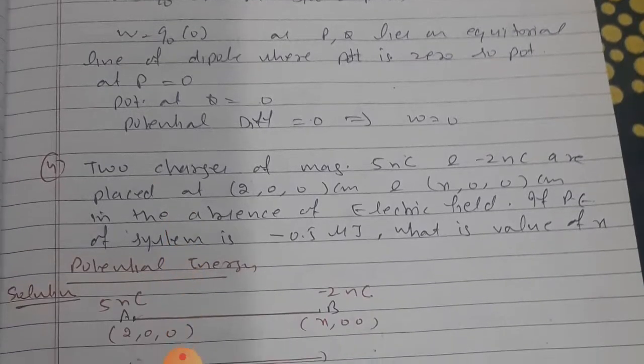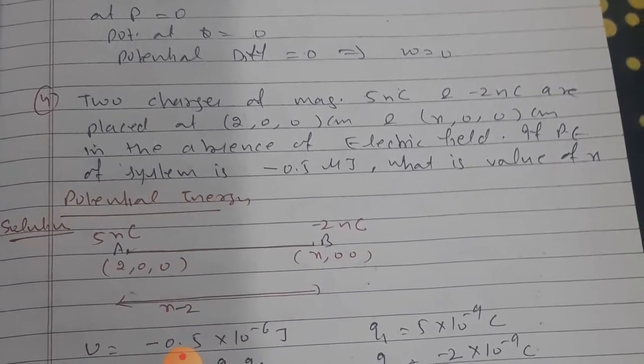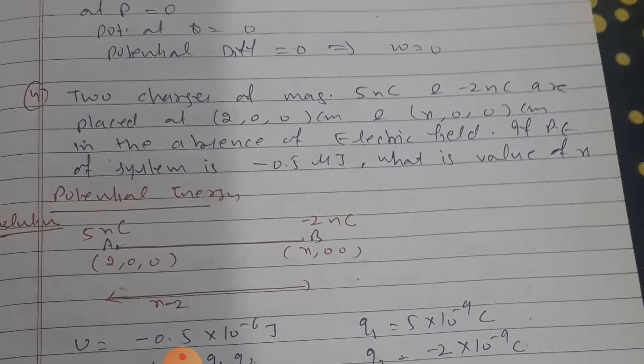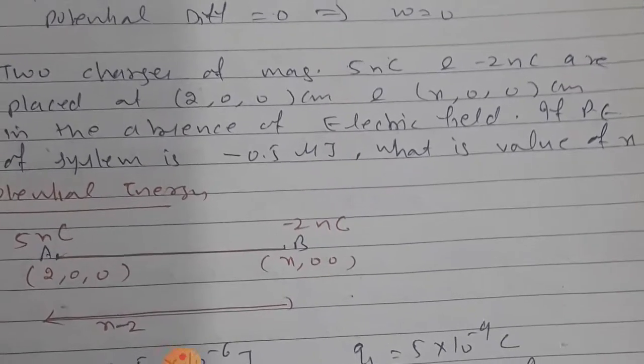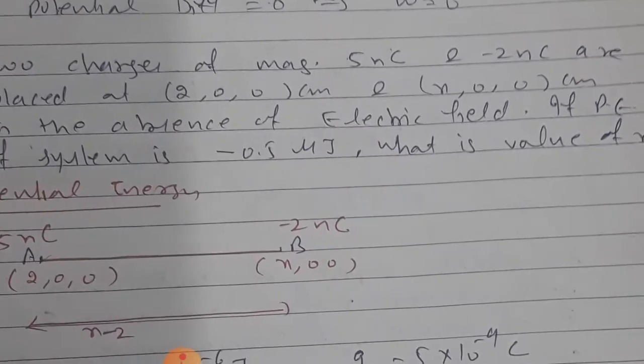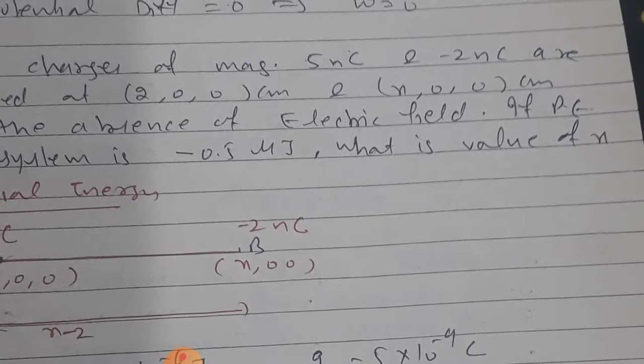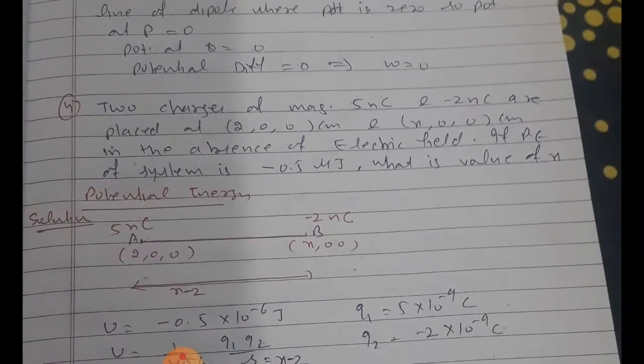Question number 4. Two charges of magnitude 5 nanocoulomb and minus 2 nanocoulomb are placed at 2 and x centimeter in the absence of electric field. If the potential energy of the system is minus 0.5 microjoule, what is the value of x? Now see here, it is based on the concept of potential energy.